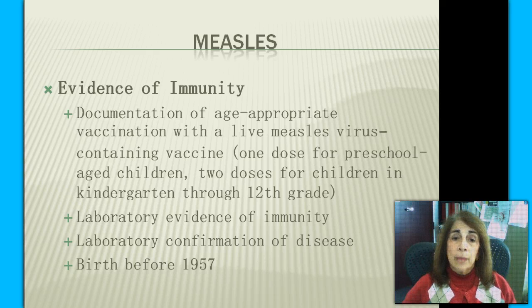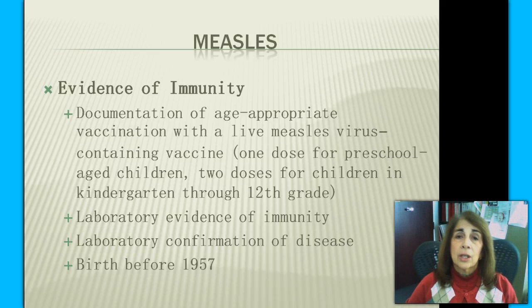You can do laboratory tests to show evidence of immunity. You can confirm that a person has the disease through a blood test. And if the person was born before 1957, it used to be a blanket thought that they were immune from the disease. They're finding that that's not quite the case anymore, and so they still need to provide documentation. It is thought that once you've had the vaccine for the measles or you have had the measles, you have lifelong immunity.